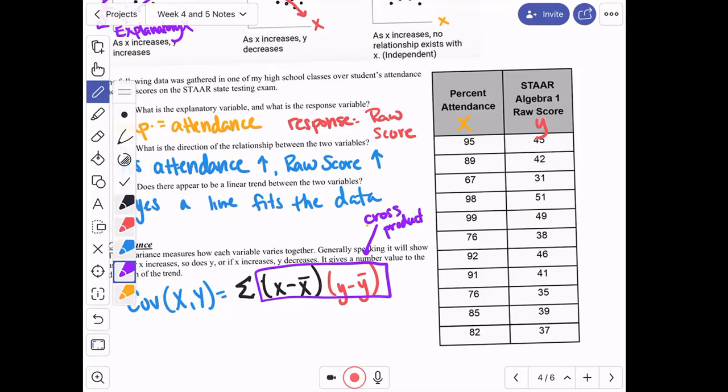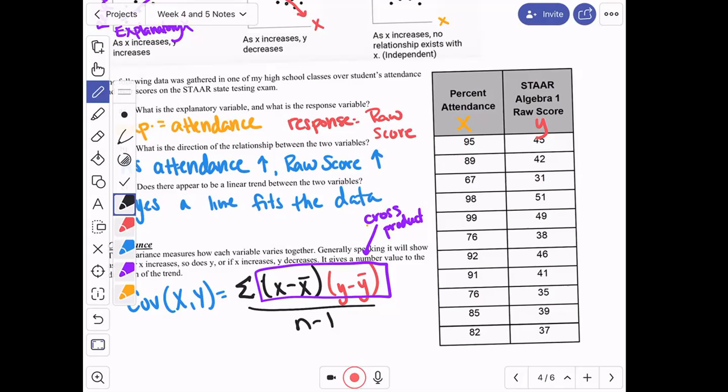So I'm going to multiply those two values together, add them all up first, and divide them by n minus 1. Why am I adding them all up and dividing them by n minus 1? Why do I add them all up? To get an average. Thank you. I'm trying to find an average here. That's what I'm actually trying to do. I'm trying to find the average of the cross products of the deviations.